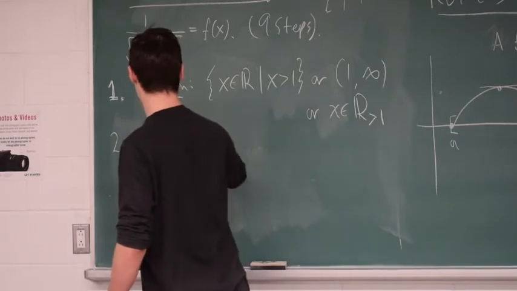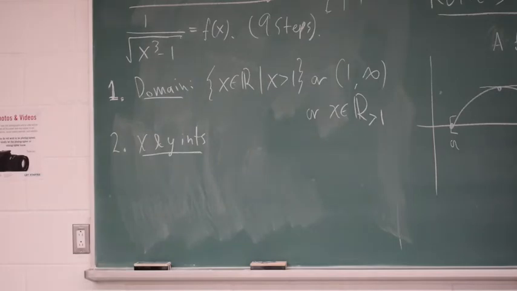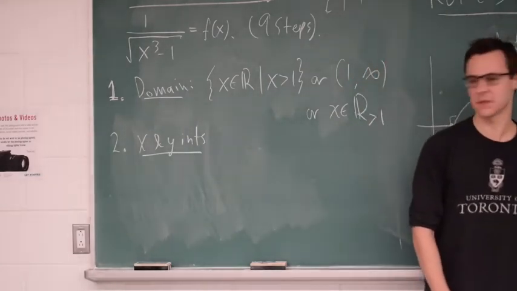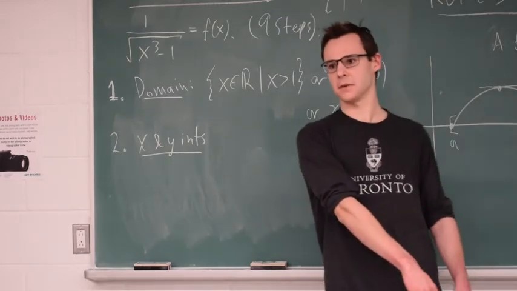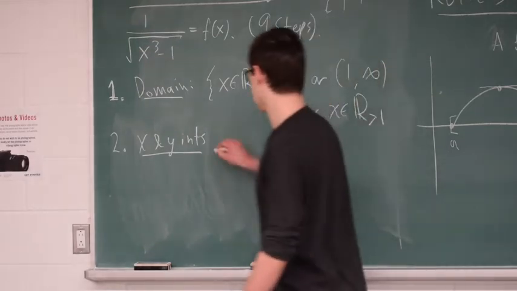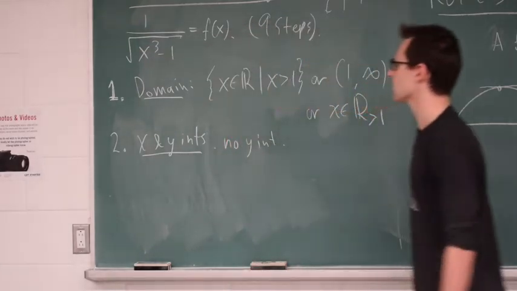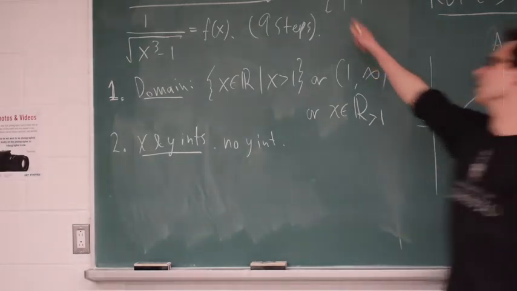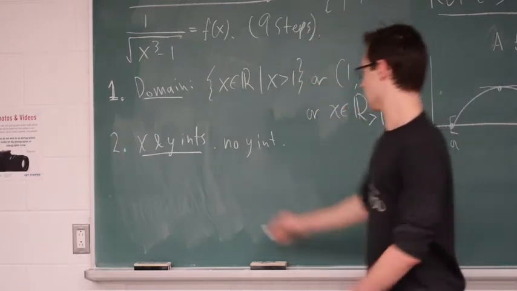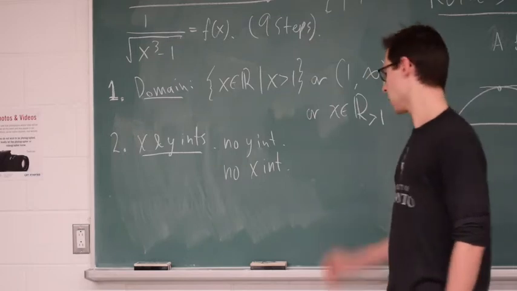Intercepts. X and y intercepts. One of these is easy, one of these could be harder. What's the easy one? Y-intercept, because all you gotta do is sub in x is 0. We can't do that, because that's not in the domain. Cool. No y-intercept. What about the x-intercept? We set the thing equal to 0, and then we attempt to solve. No x-intercept.